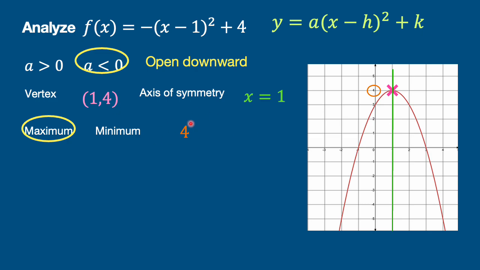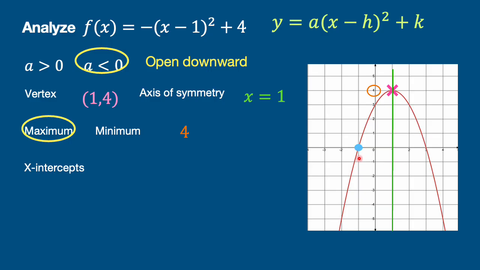Where do you find the maximum? That also comes from the vertex, the y value of the vertex. How do you know that's the maximum? The leading coefficient is negative, okay?